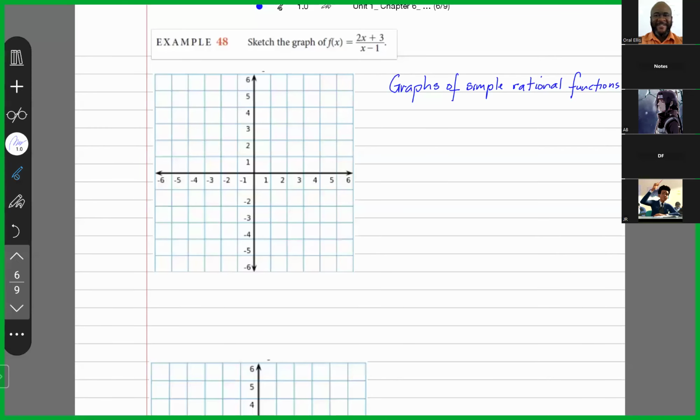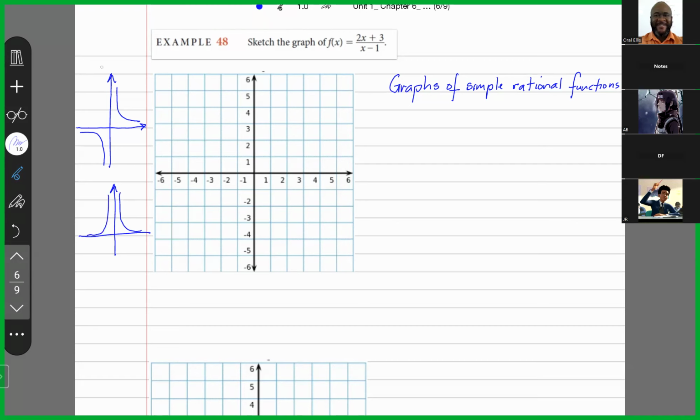All right, so the next thing we're moving to is graphs of simple rational functions. Now, when you're sketching graphs of simple rational functions, more than likely your final graph is going to be a transformation of the graph of y is equal to 1 over x, which looks like this, or the graph of y is equal to 1 over x squared, which looks like this.